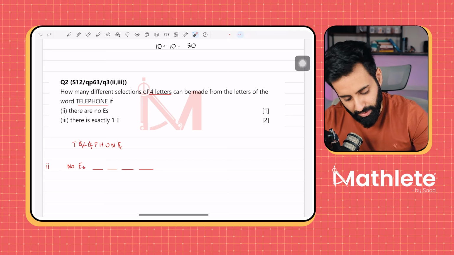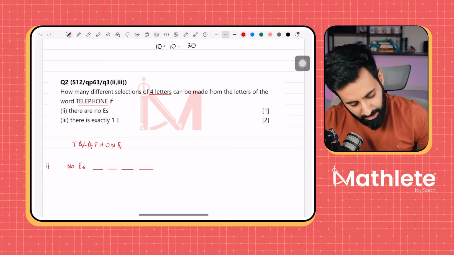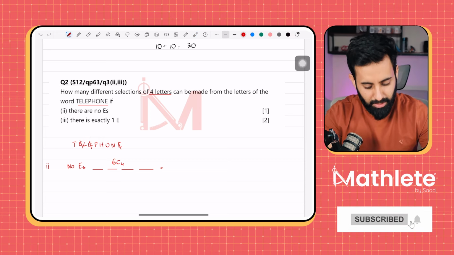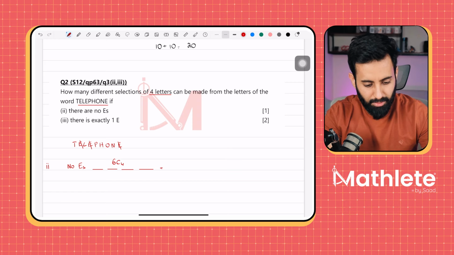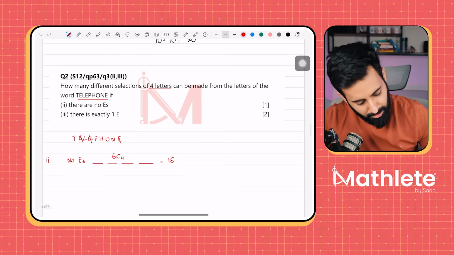And let's see what we're left with. We are now left with 1, 2, 3, 4, 5, 6. So that means now we're left with 6 letters and we have to select 4. So 6C4, let's work that out. 6C4, that's equal to 15. So 1 easy mark.